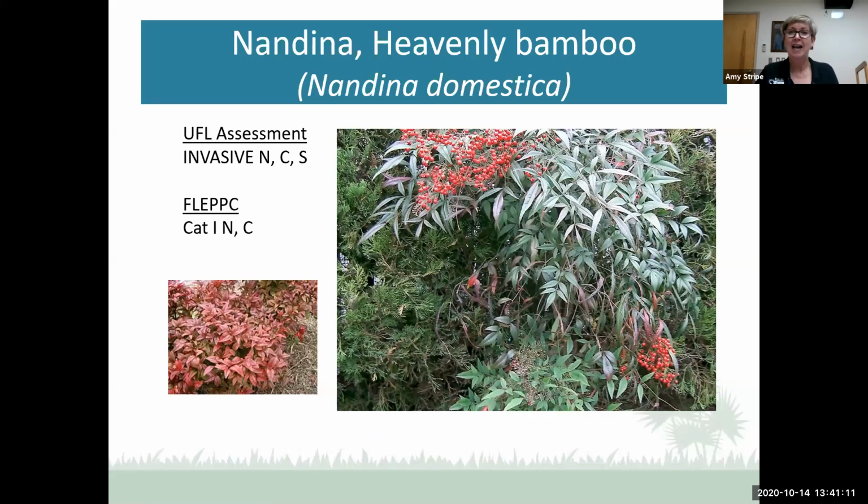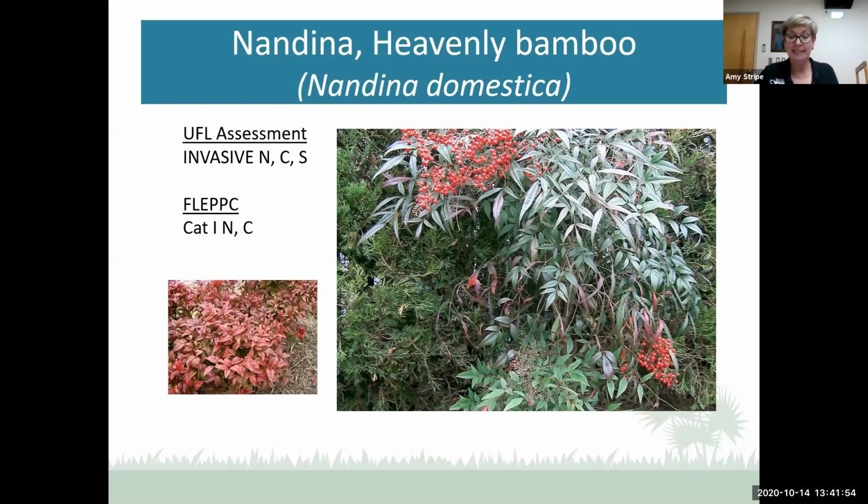Oof. Nandina, heavenly bamboo. It's not really bamboo. Nandina domestica is invasive in north, central, and south Florida, a Category 1 on the FLEPPC list in north and central Florida. Native to Asia, it is valued because it is drought tolerant. I used to live in Texas, and I remember they loved Nandina because of its drought resistance. But it now is considered invasive there, and in Florida, Tennessee, North Carolina, and Georgia. This plant spreads by rhizomes. In colder areas of the state, it's considered semi-deciduous. It's kind of a zone 6 to 9 species.